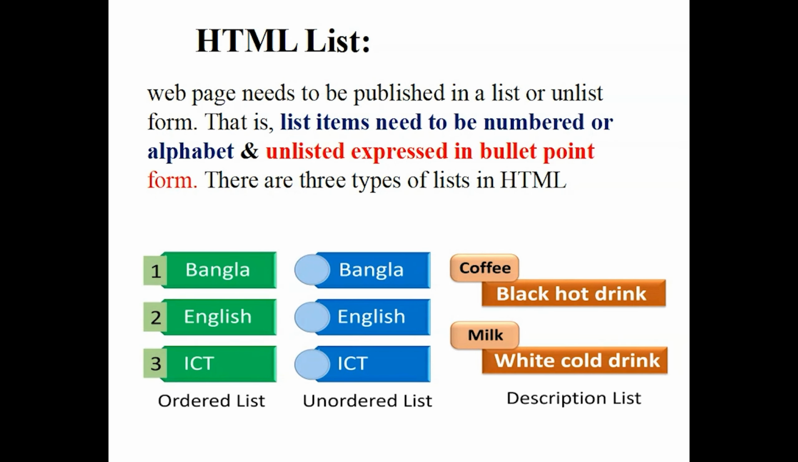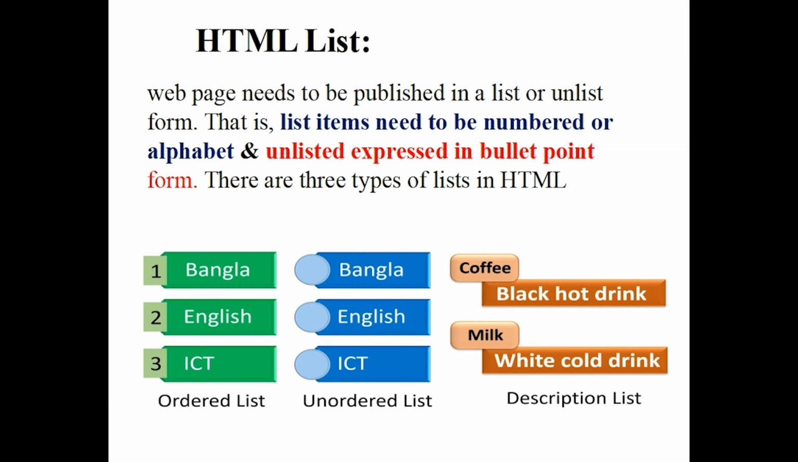To publish something on a web page as a list or unlisted form, list items need to be published in either a numerical or alphabetic way, and the unlisted expression in bullet form. There are actually three forms of lists available in HTML: the ordered list, the unordered list, and the description list.